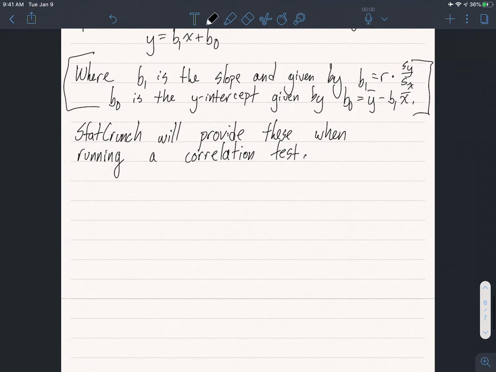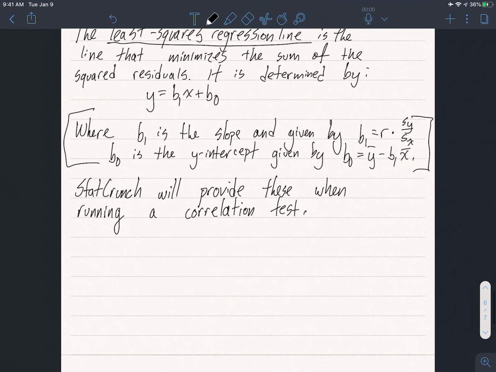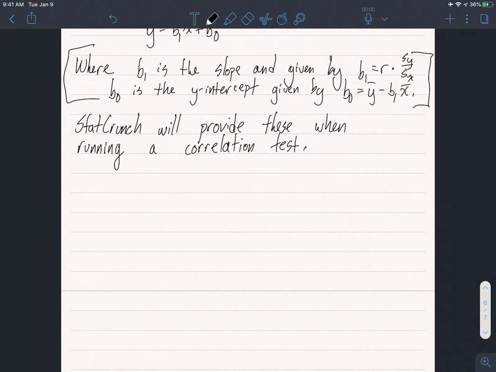And it might be a good idea for me to illustrate what this means. This part right here: the line that minimizes the sum of the squared residuals. What the heck does that mean? What that means is, let's say we have our xy plane, we have our scatter plot, and we have our dots, right? I'm going to try to keep it only a few dots. Now these seem to follow a linear relationship because they do kind of follow a line, right?